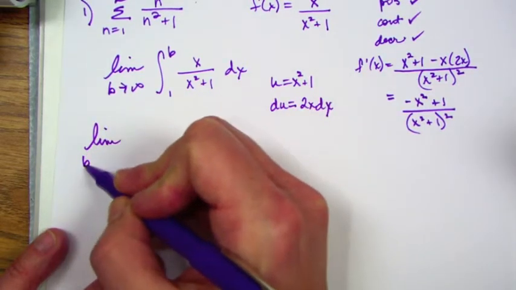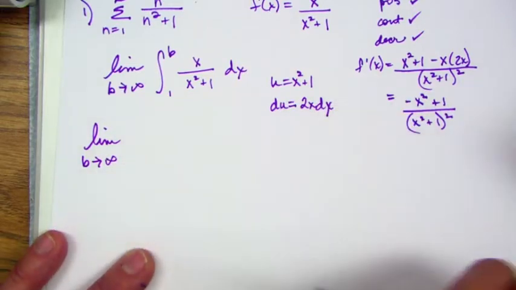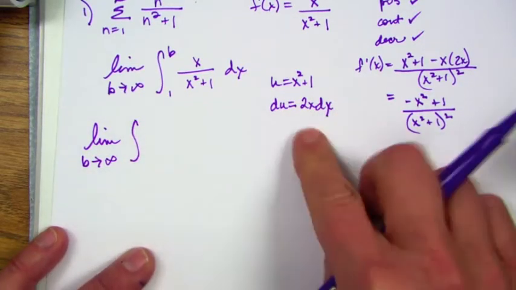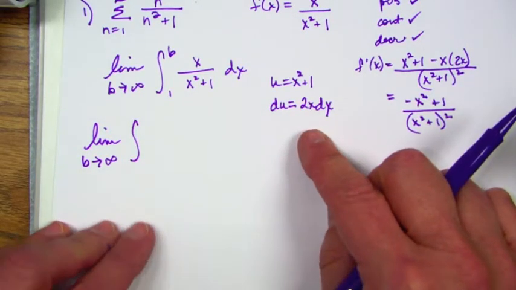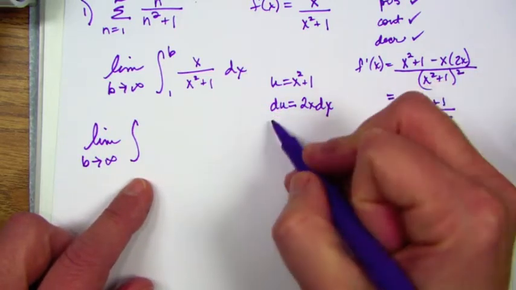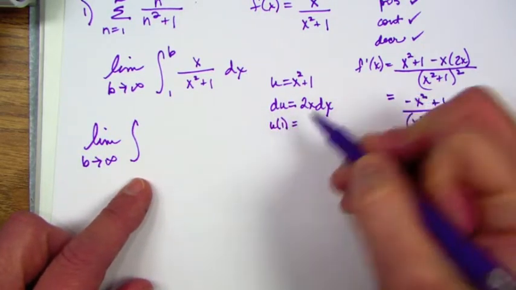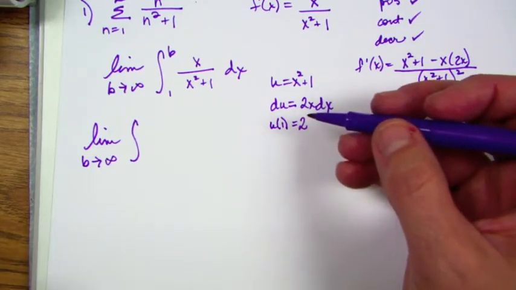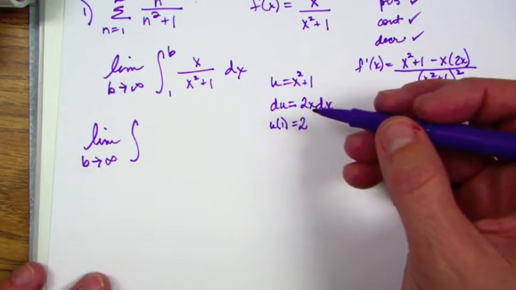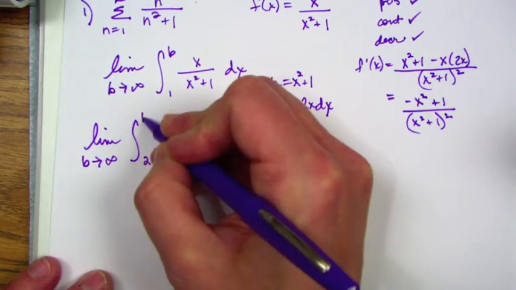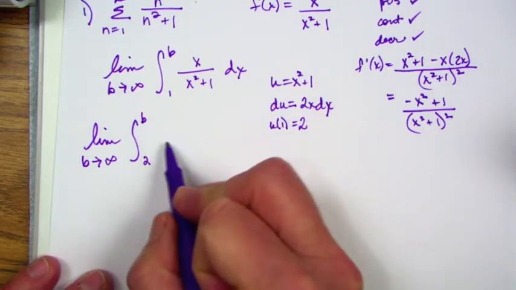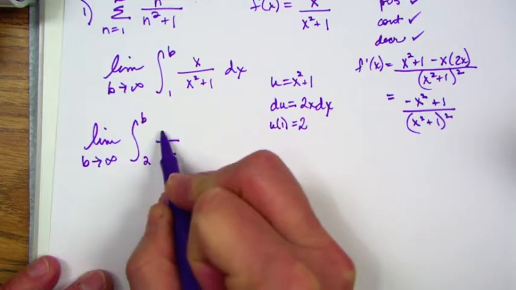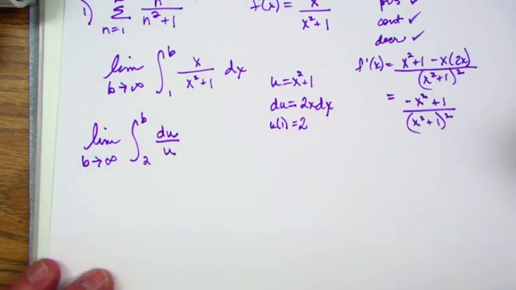So I've got the limit as b goes to infinity. Let's go ahead and convert my limits of integration so I can keep it easy. U of 1 is 2, and u of b is still going to be infinity, right? So I'm going to go from 2 to b.